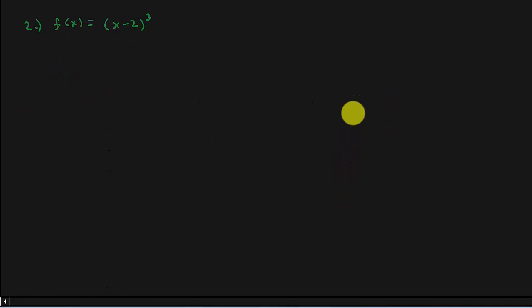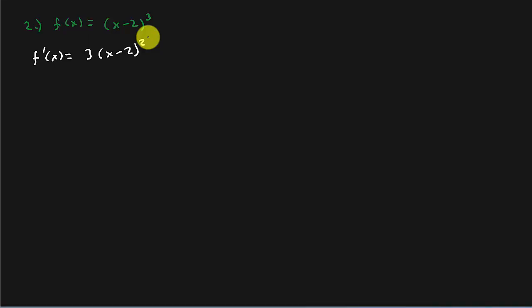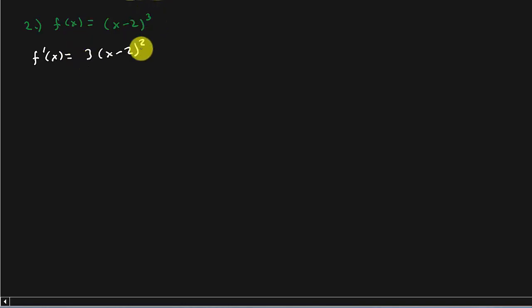All right, let's look at another one. Same thing. So we've got f prime of x is equal to 3 times (x minus 2) squared. I don't need to write this, but I'm going to write it anyway so you can see it. Remember, when you're taking the derivative using the chain rule, the 3 comes down, subtract 1 from the exponent, and then it's times the derivative of what's inside the parentheses. So what's the derivative of x minus 2? It's 1. And then 1 times 3 is 3.